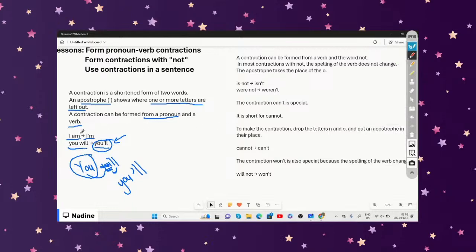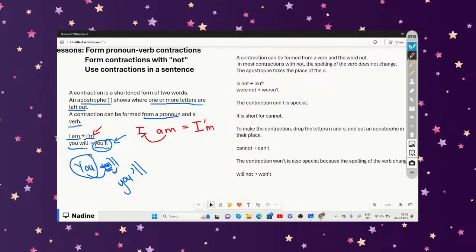Let me make an example of I am, right? So for example, I am 10 years old. So if I am is our two words, there we have our pronoun and there we have our verb, right? So we now need to add these two words in order for us to get our contraction, which is I'm, right? So now we need to know how did we get to I'm.